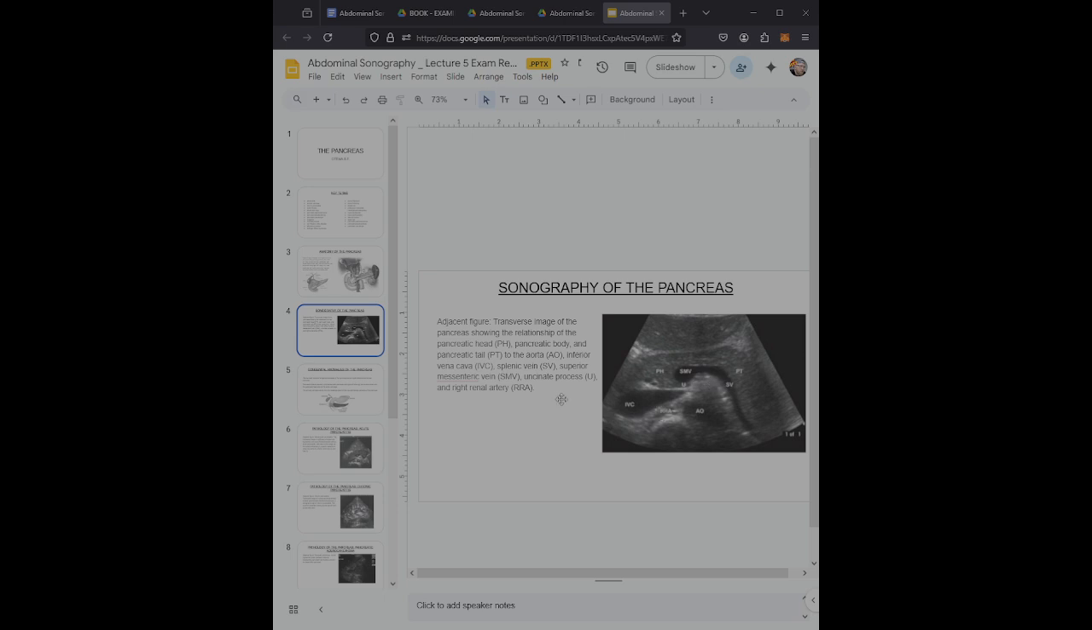So the relations to the pancreas include the pancreatic head, the pancreatic body, and the pancreatic tail. Posterior to the pancreatic body, we have the aorta, the superior mesenteric vein, and the splenic vein, all posterior to the body of the pancreas, as well as the uncinate process. Inferior to the head, we have the inferior vena cava and the right renal artery.